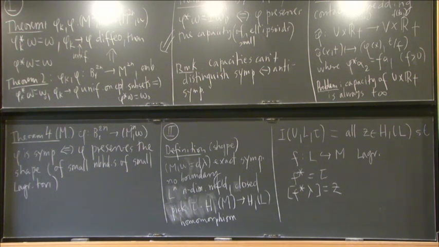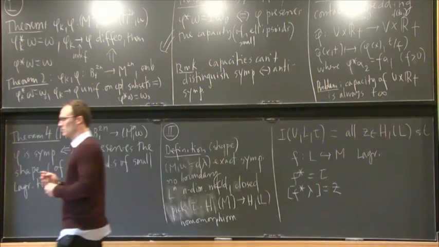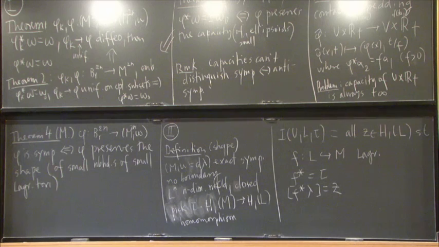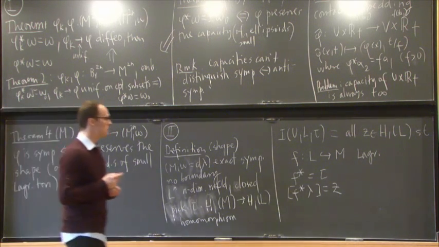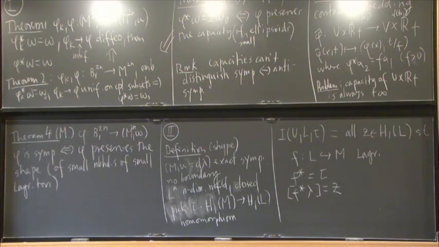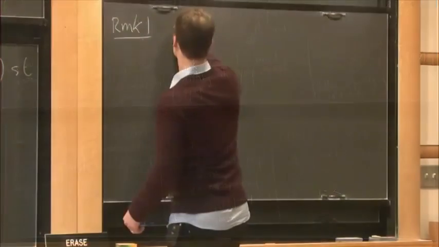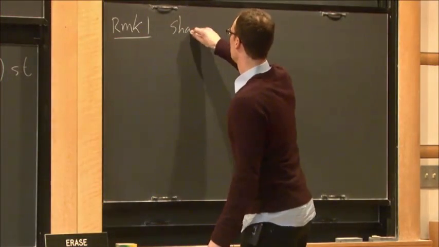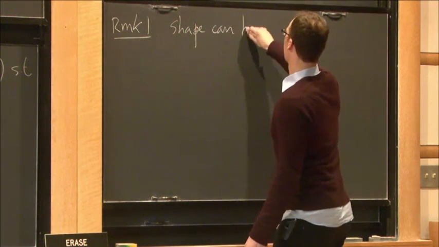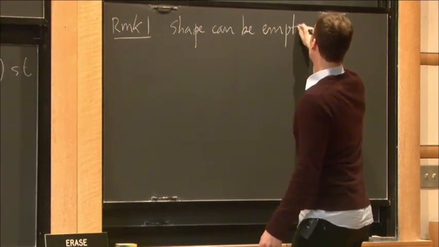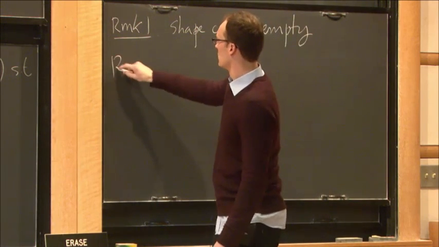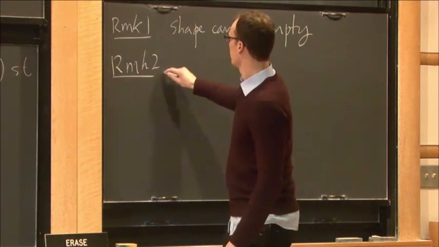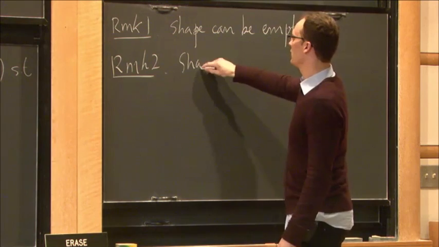All right. I want to do some examples just to illustrate what that looks like. But let me first make maybe a couple of remarks. The shape can be empty. But often it's not, so that's what we're going to look at later. And the second thing, it's defined only up to translation.